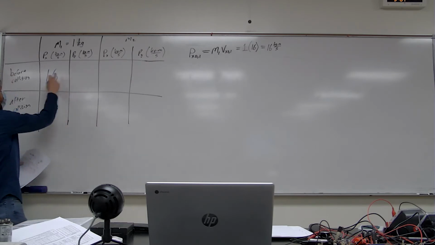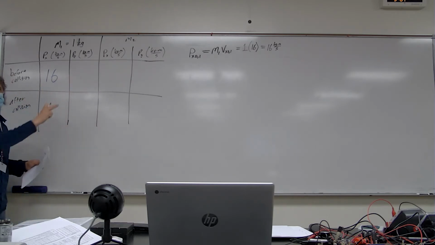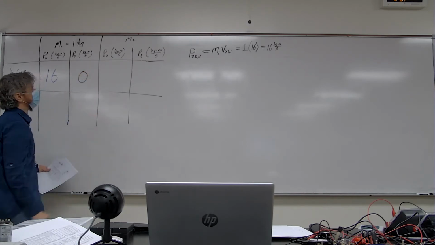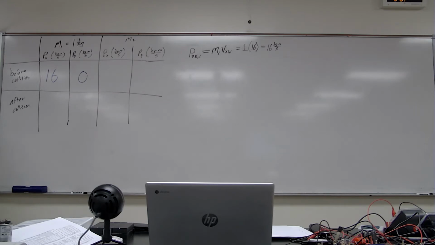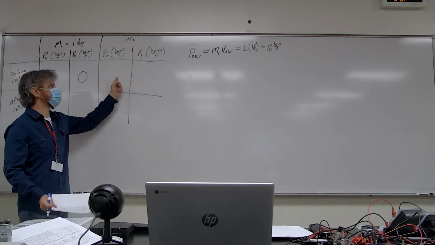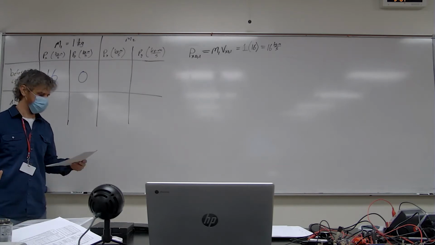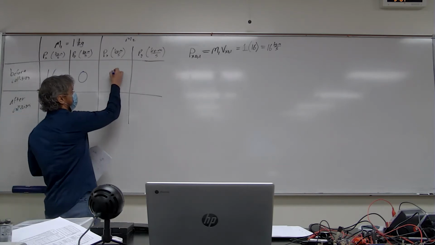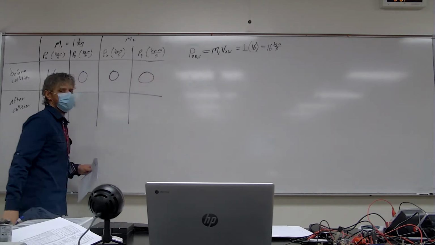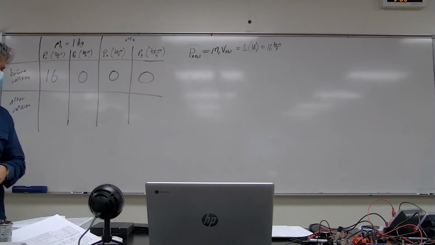What's the initial momentum before the collision for M1 in the y direction? 0. It's not moving in the y direction, so we can just put 0 there. Now, what are the momenta in the x and y direction for M2 before the collision? 0. M2 is not moving before the collision, so the initial momentum in the x and y direction for M2 is 0.